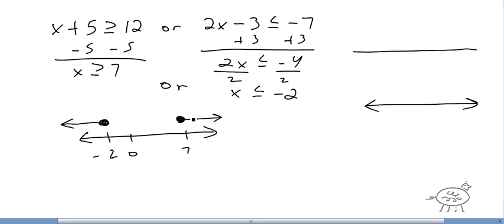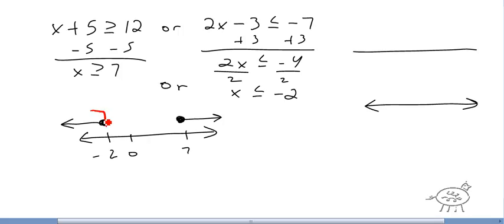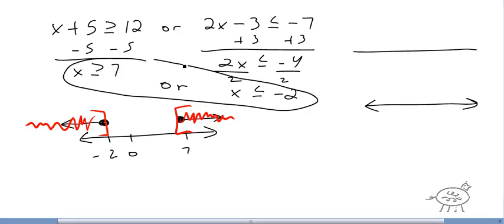Okay, so that is my solution. My solution is x is less than or equal to negative 2, right here, because it goes all the way down here. And it's also greater than 7 because it goes up that way. So in the answer blank, you're actually going to write down what you have here.